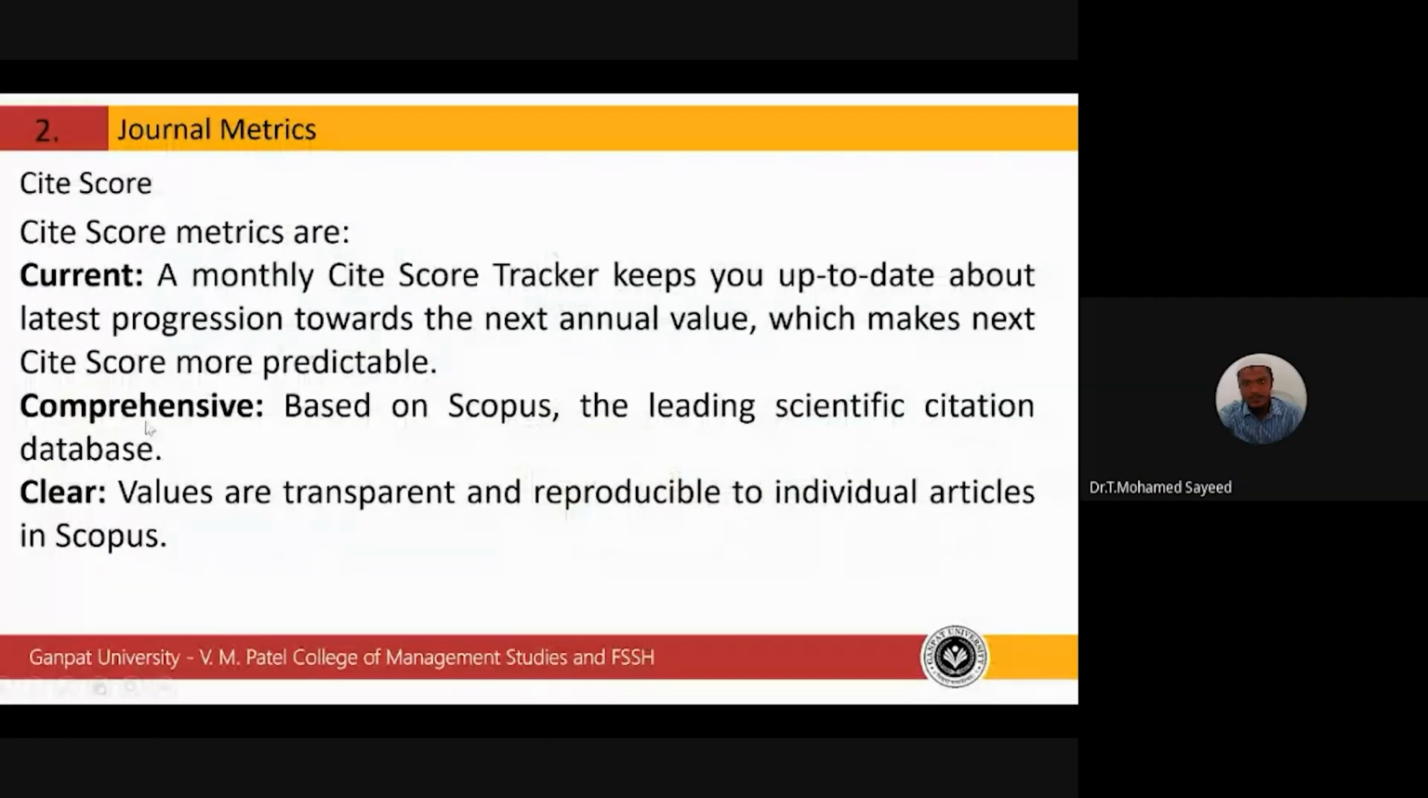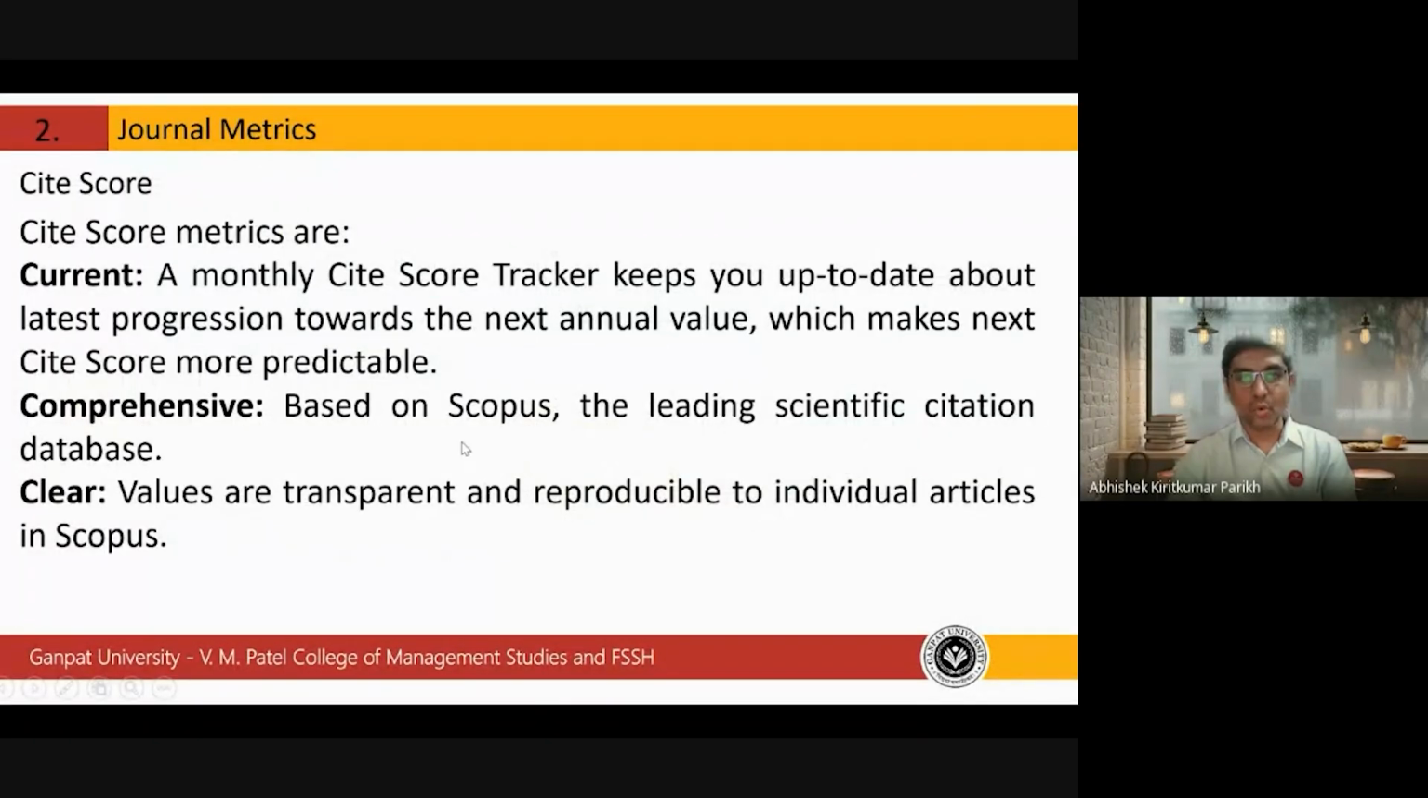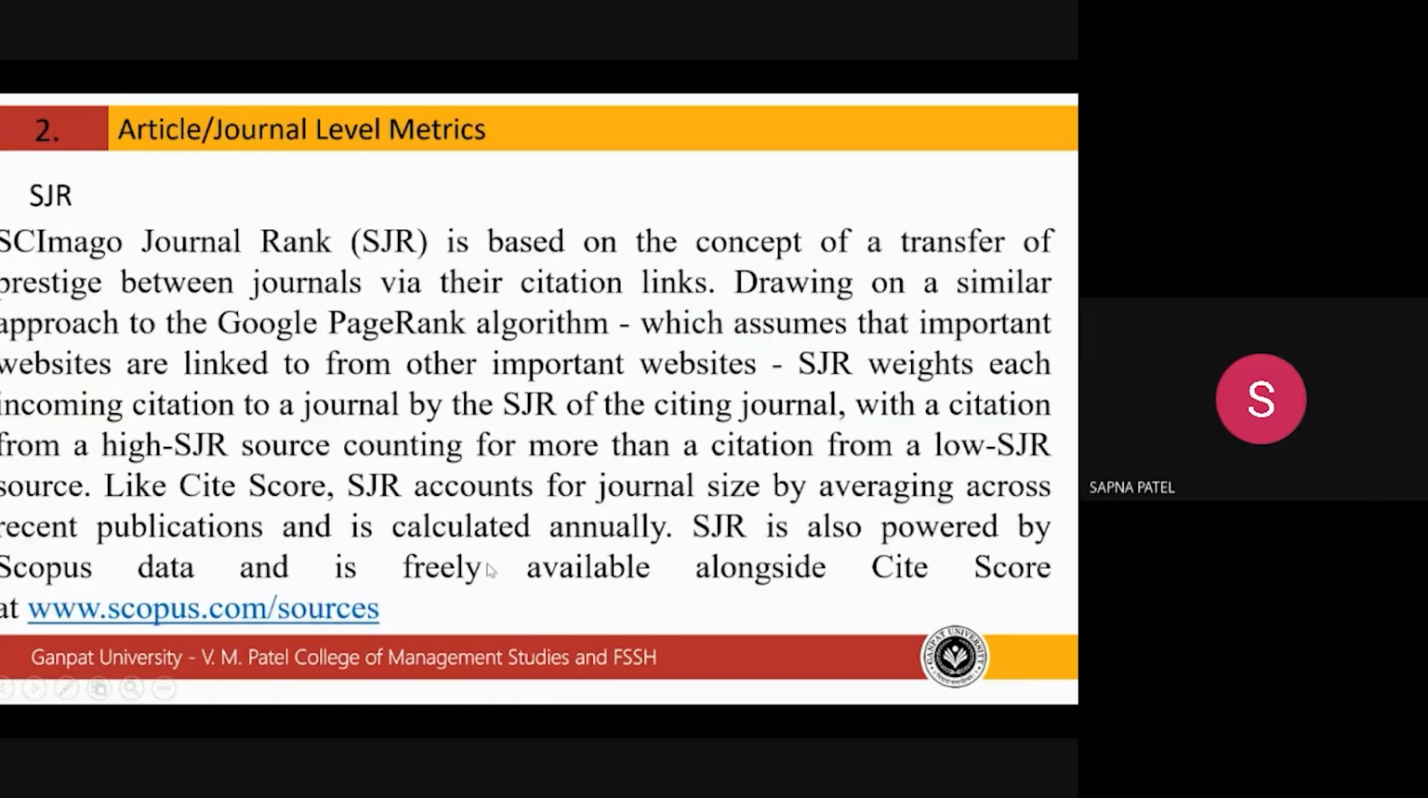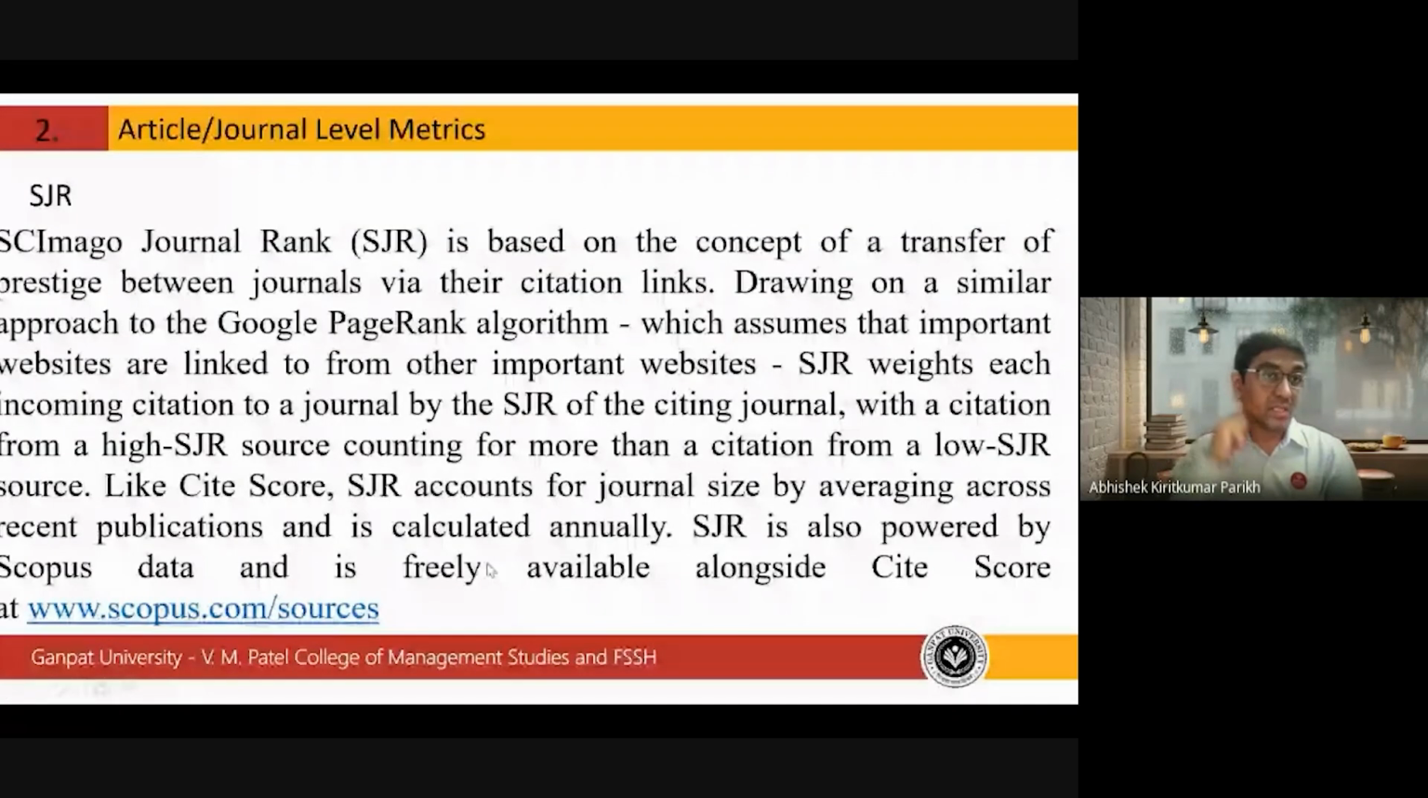Yes, sir. Clear. So when I am talking about comprehensive, I am talking about the Scopus only, right? Yes, sir. Okay. Now, what is SJR?